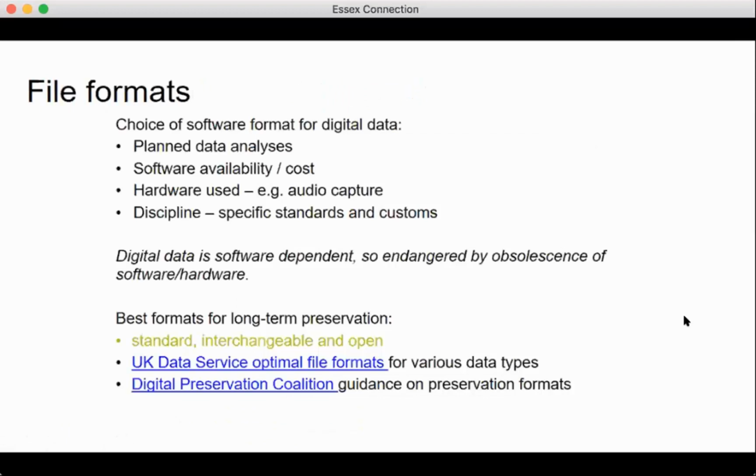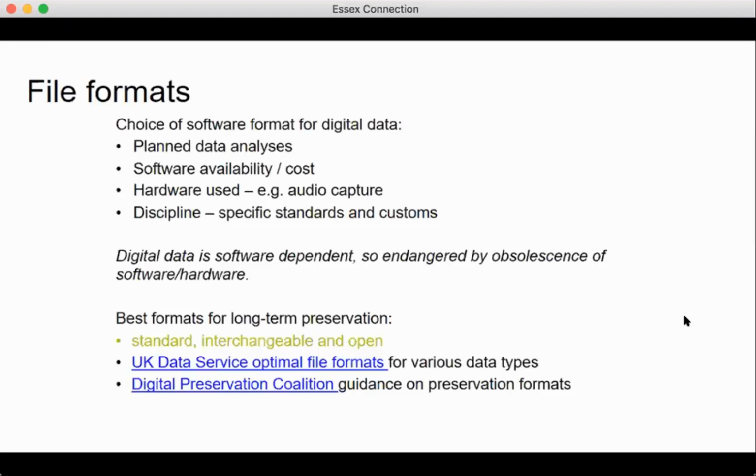Another very important aspect to consider are file formats. So making sure that we consider what are the most appropriate software to use for the research you are undertaking. As I'm sure you are aware, digital data is very much software dependent, and so it can be endangered by obsolescence. That would be the one. So by time, right? So we need to have this in mind.